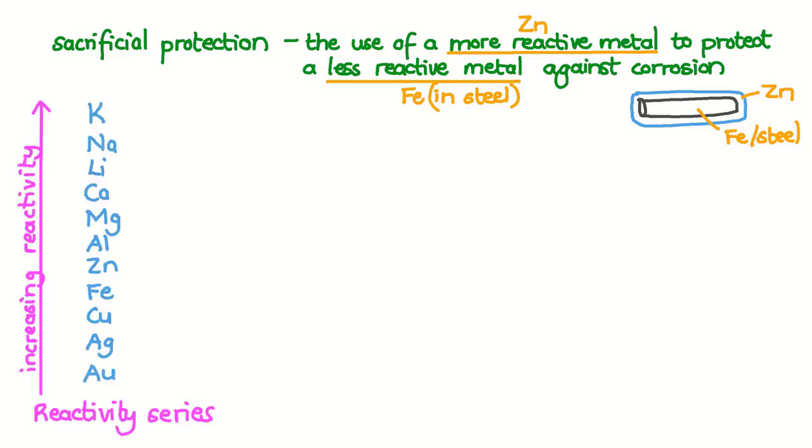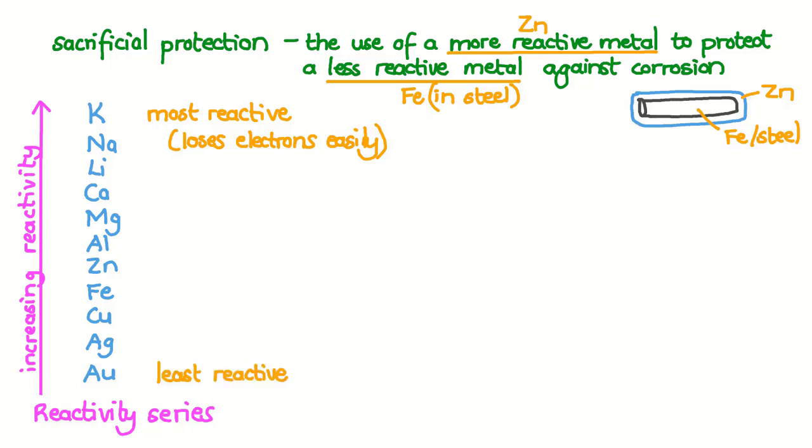A reactivity series can help us determine which metals are more reactive than others. Potassium, at the top of the reactivity series, is the most reactive metal. This means it loses electrons and becomes oxidized the most easily of this list of metals. And gold is the least reactive on this list. The most energy is required for gold to lose electrons and become oxidized. Under normal conditions, gold is inert and is not oxidized.